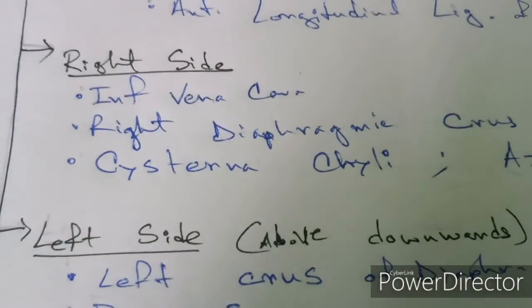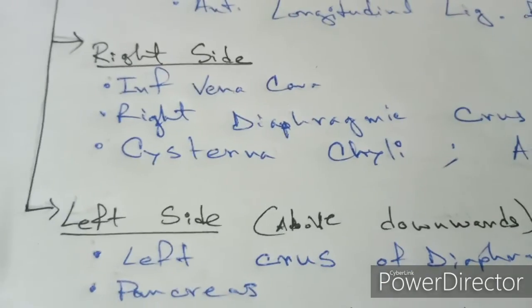The cisterna chyli are actually lymphatic sacs which connect to the thoracic duct.